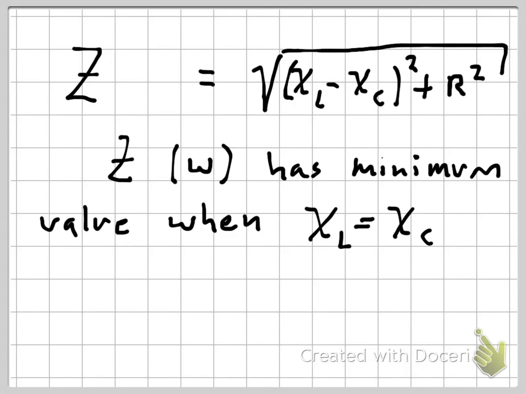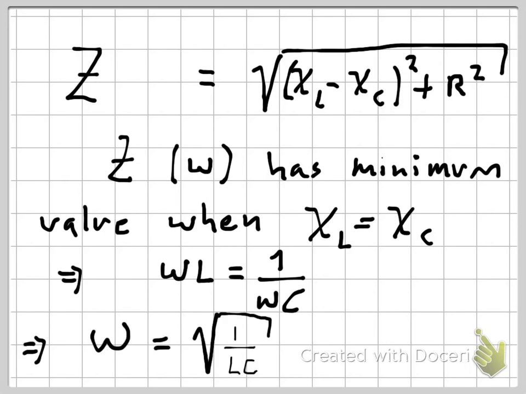Now this impedance of the circuit is a function of omega. Remember that the reactance of the capacitor and the inductor are functions of omega, which means that this function Z as a function of omega will have a minimum value. And from the argument of the square root, we can see that the minimum value as a function of omega would be when the inductor reactance is equal to the capacitor reactance. That makes one of the terms inside the square root equal to 0. So that occurs when omega L equals 1 over omega C.